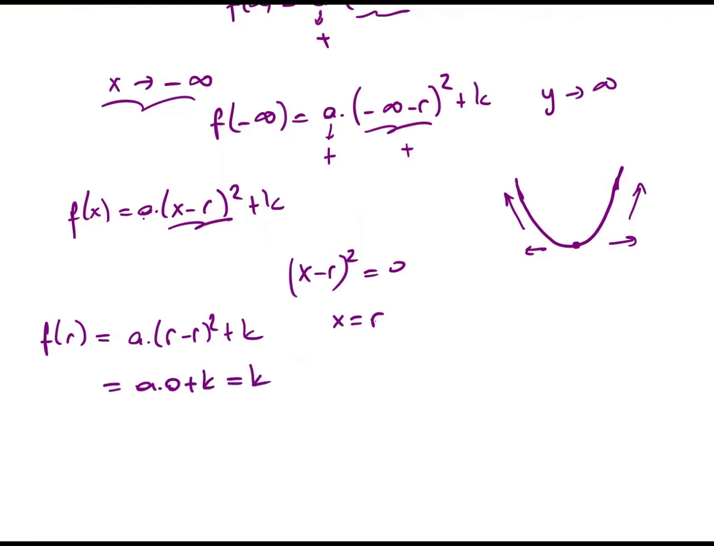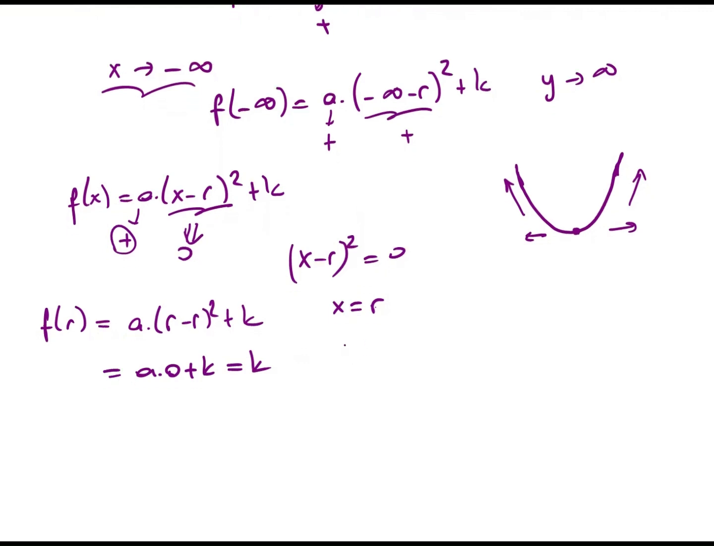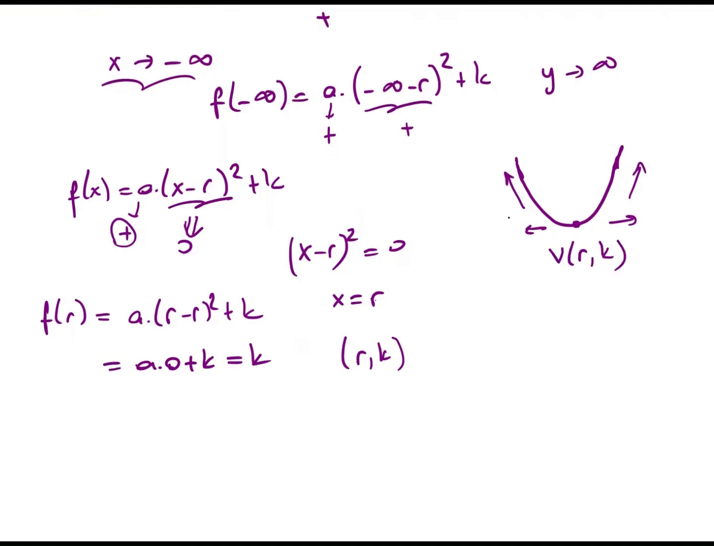In this case, we know that a is a positive number, and we choose the minimum value of this expression, which is 0. So we find the minimum value of the function f at the point when x equals r and y equals k. So this is the vertex point of f.